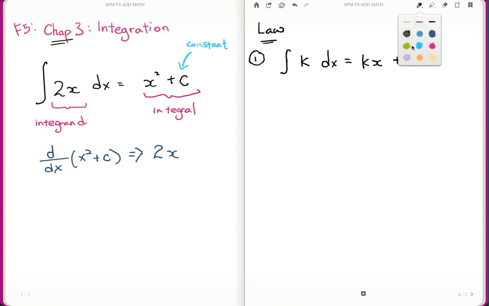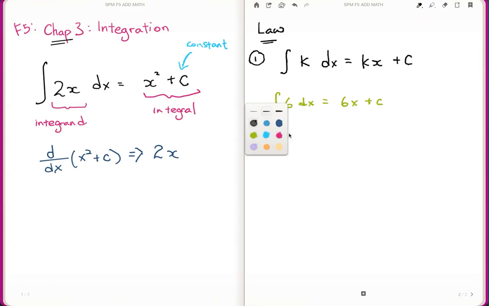Let me give you an example. Integrate a number, say 6 dx. Now you should expect the answer should be 6x plus a constant, c. Integrate a constant. Any number will do. Simple, straightforward.